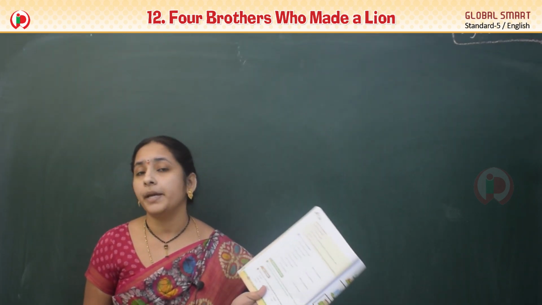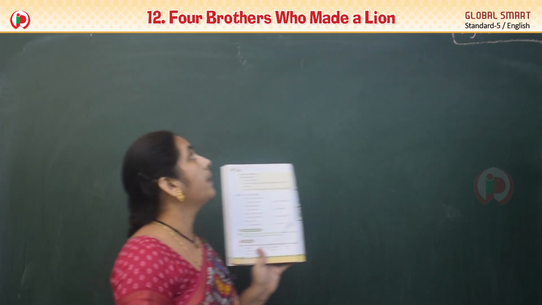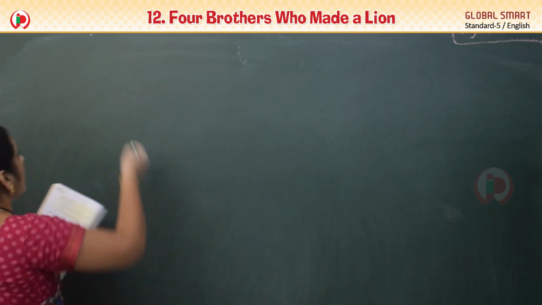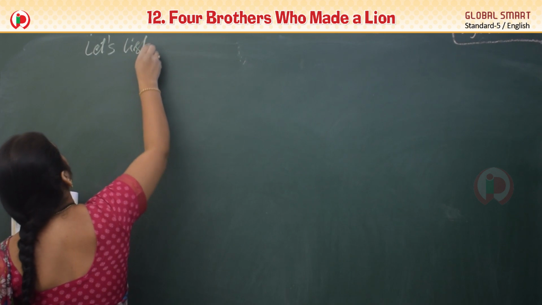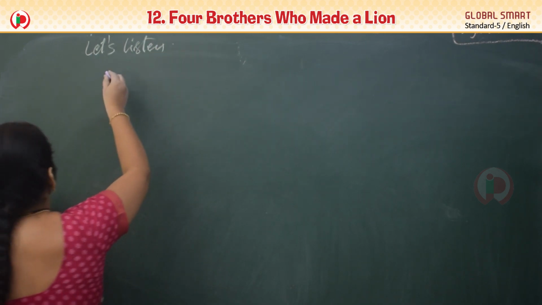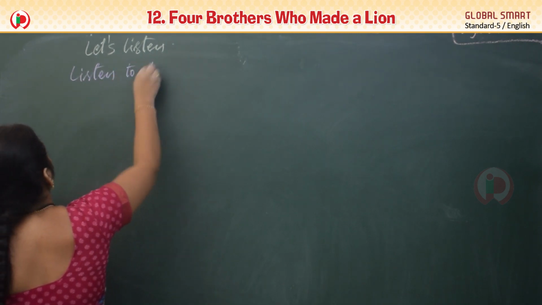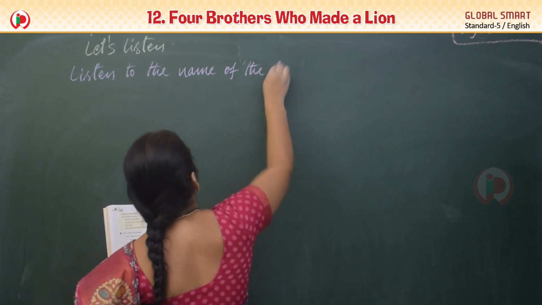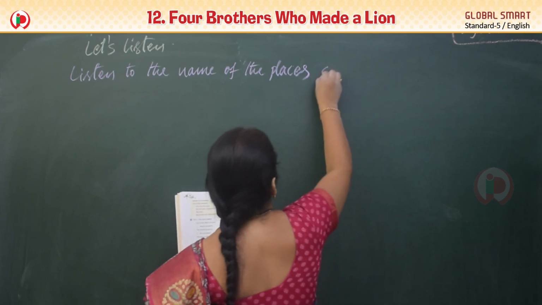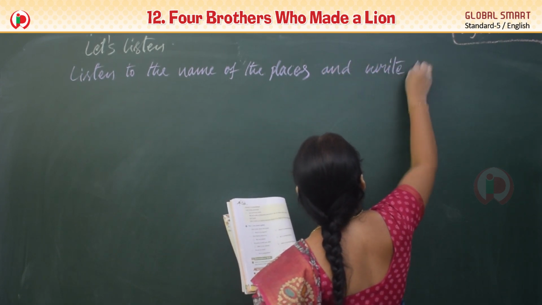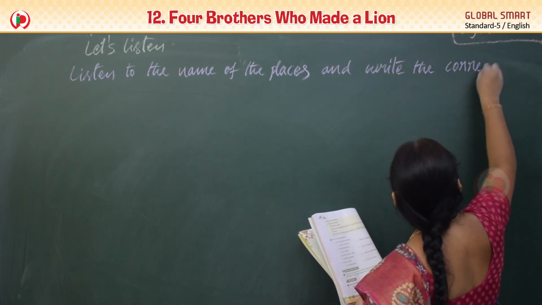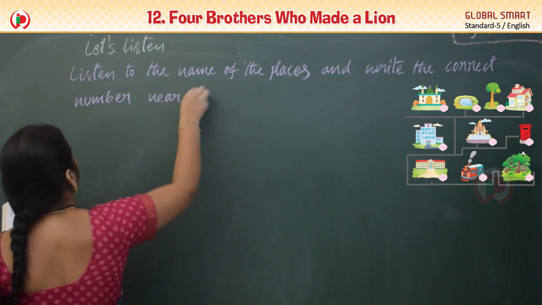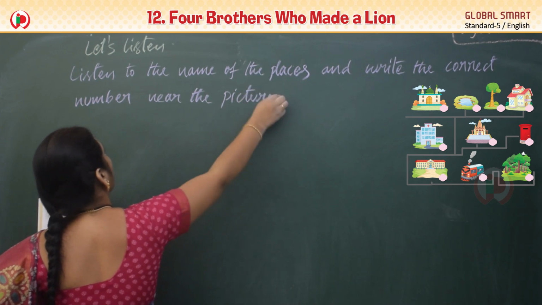Yes, see children, the last topic in this lesson, Brahmin who made a lion, that is the four brothers who made a lion. Last topic, ma. What is that? Let's listen. So, what can you listen here? Listen to the names of the places and write the correct number near the picture. Okay, ma. So, this you should do.